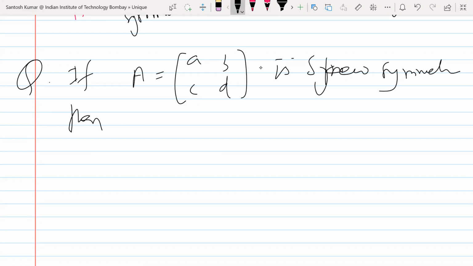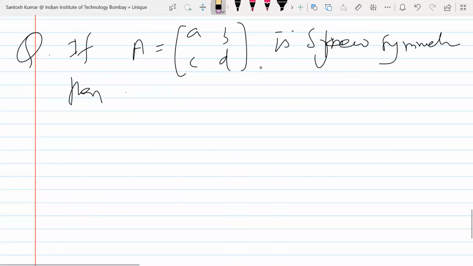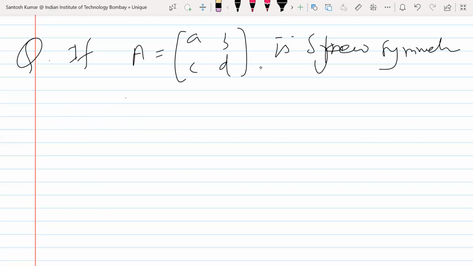Sir, then how to write a negative matrix? Oh, how to write a negative matrix? So you just multiply by -1. Like if you have A, you want to write minus A. So it's minus A, minus B, minus C, minus D.